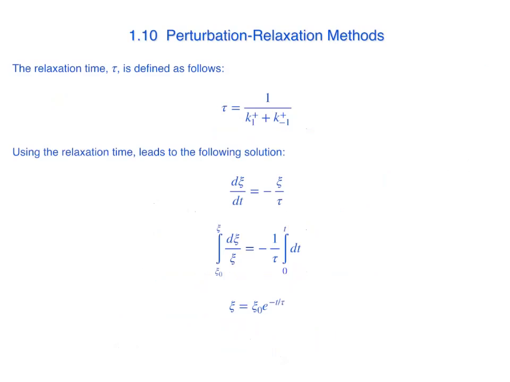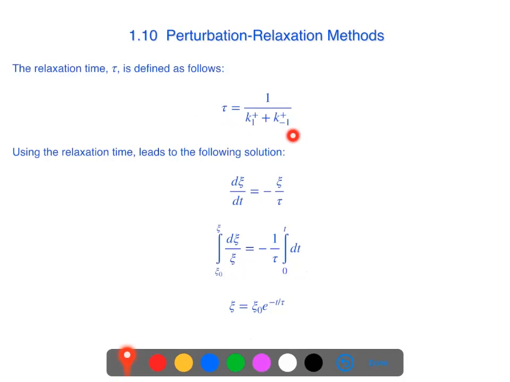So we refer to the inverse of that sum of rate constants as the relaxation time tau. So the relaxation time tau is defined as follows. It's the inverse of the sum of the two new rate constants as that new equilibrium is approached. So using this definition of the relaxation time leads to the following solution, where now we can substitute in for the sum of the rate constants with 1 over tau.